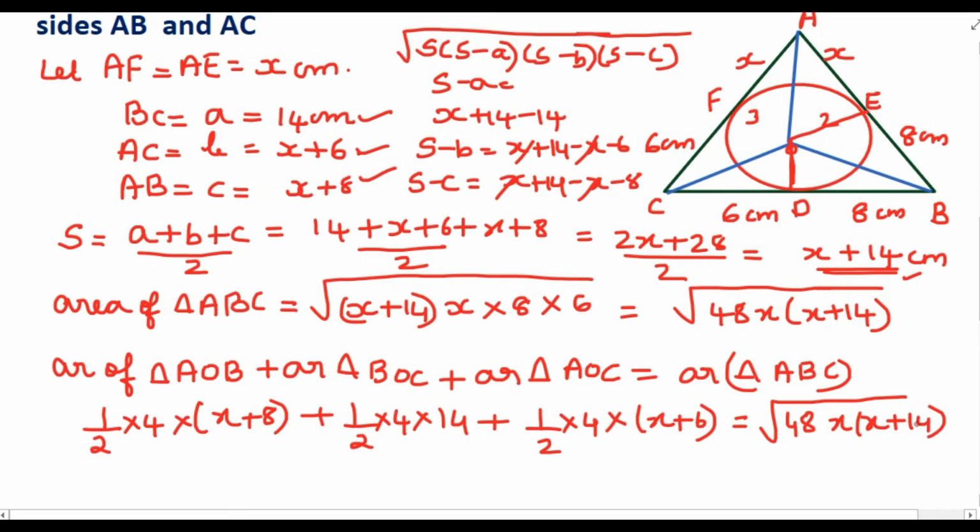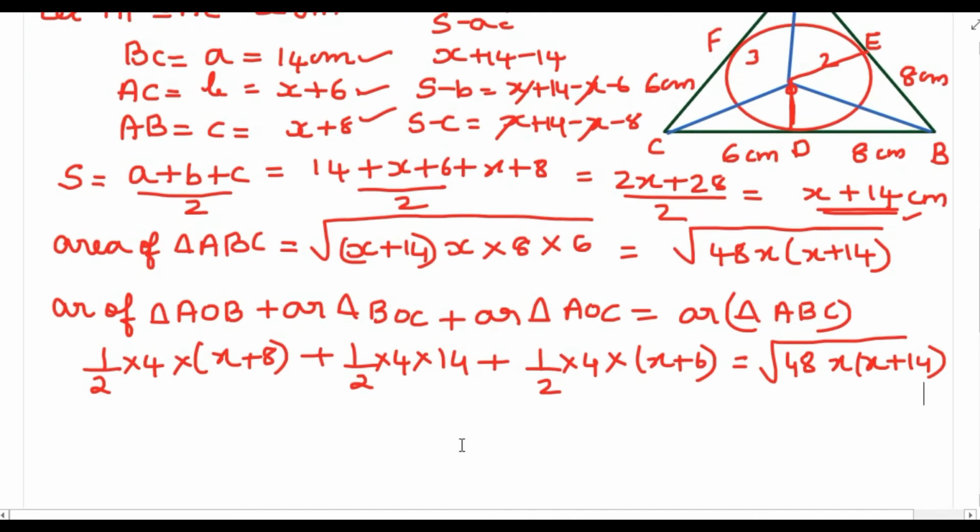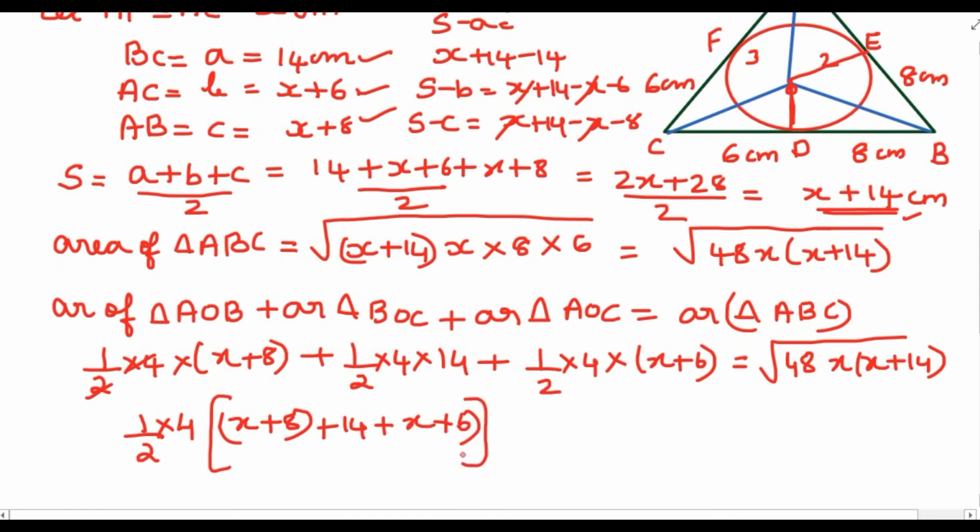We need to simplify this. Half into 4 is nothing but 2, and half into 4 is common everywhere. We can write x plus 8 plus 14 plus x plus 6. This is nothing but 2s, that is the perimeter of the triangle, the sum of all three sides. S means semi-perimeter, and we already got the semi-perimeter as x plus 14.